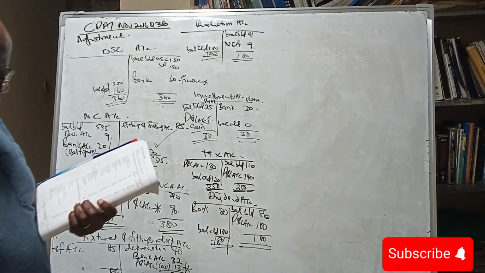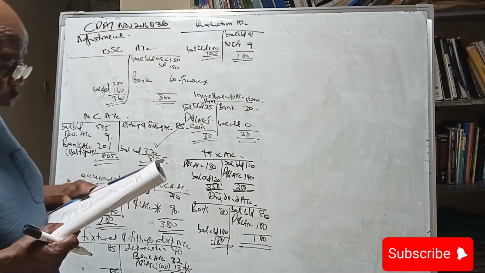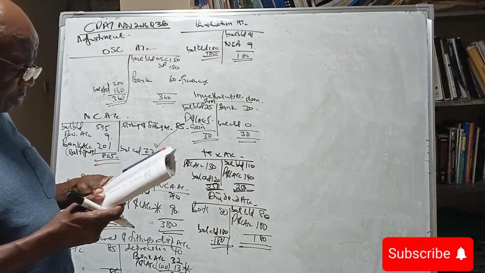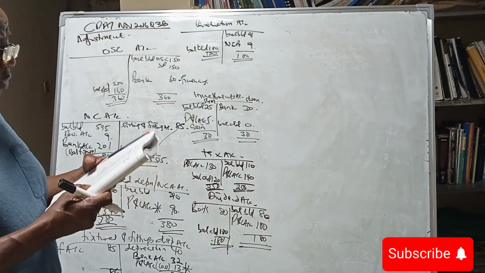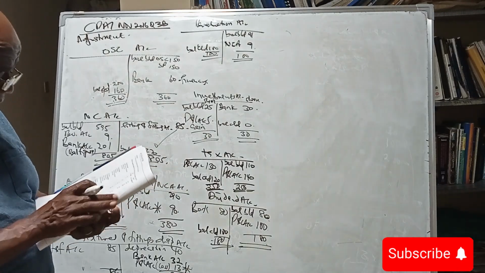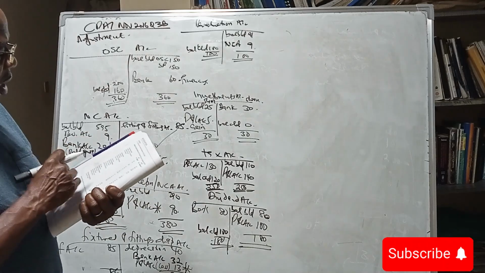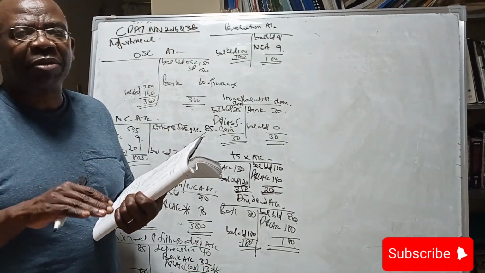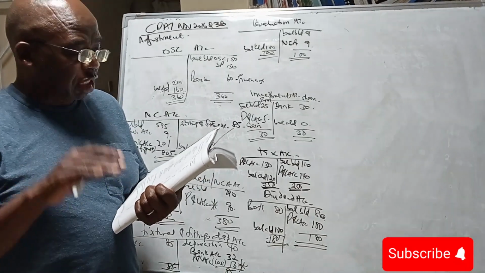Now we are moving step by step. So we are through with whatever adjustments we needed from the income statement. And once you are through with the income statement adjustments, now you go to the balance sheet and you follow step by step.